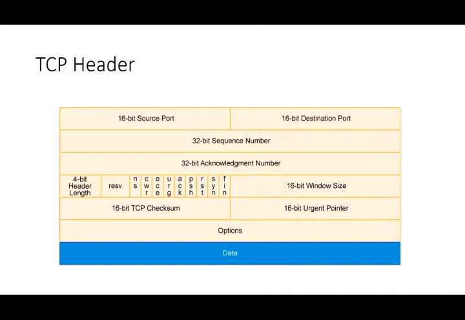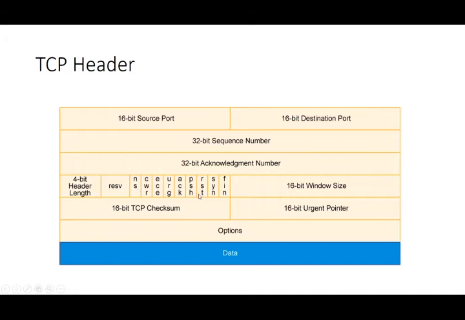Now that's not the only information contained in this header that is going to be relevant for us. We have that 32-bit sequence number and that 32-bit acknowledgement number. Again, this is used to establish the session and to make sure that the traffic is kept in the right order. We have a 4-bit header length, a reserved field, and then we have a number of flags.